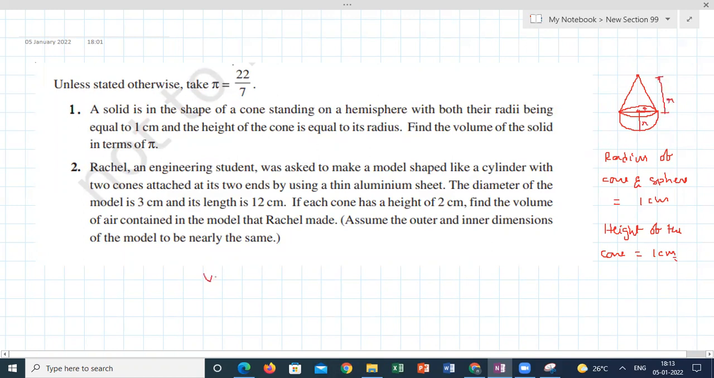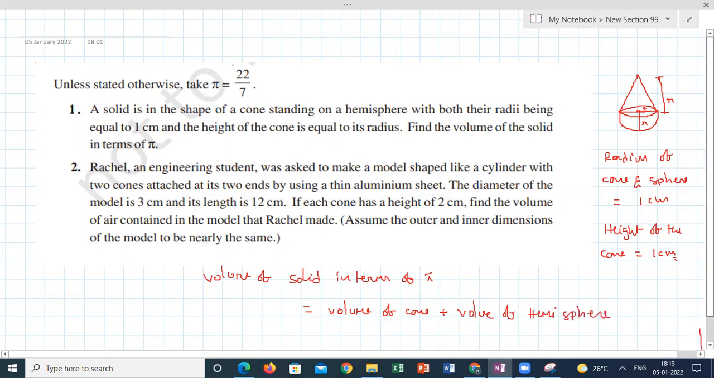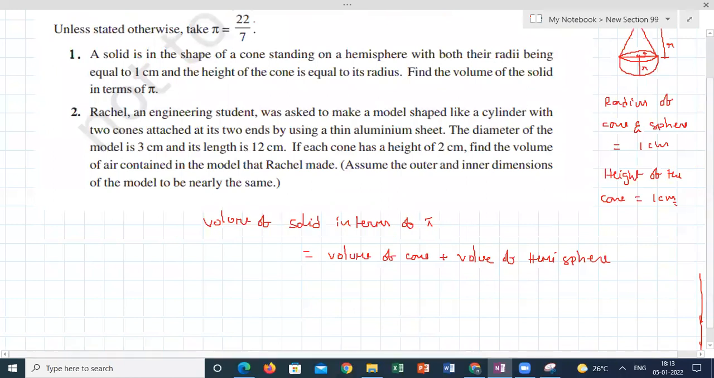So he is asking volume of solid in terms of pi. That means no need to substitute the pi value. Volume in terms of pi is equal to volume of cone plus volume of hemisphere, because it is a combination of two solids. Will you agree? Yes or no? Students, right or wrong? Amrita, Arman.